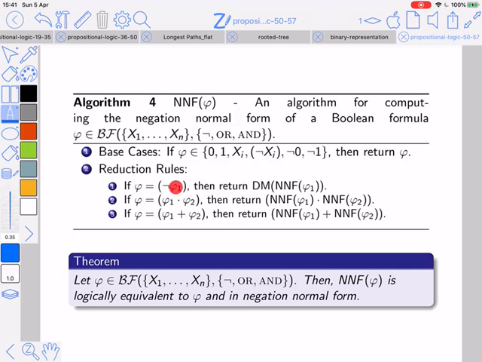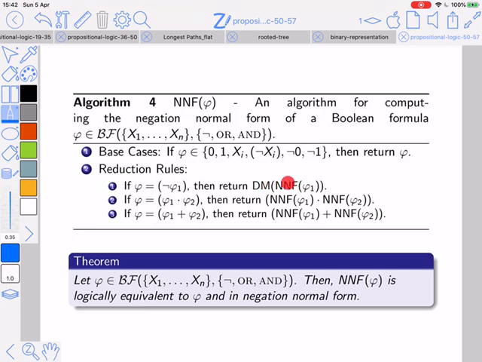Well, first I turn phi 1 into negation normal form, right? This is something I know how to do by the induction hypothesis. Now I apply De Morgan dual to the NNF of phi 1. We have a lemma that tells us that if NNF of phi 1 is in negation normal form, then so is the De Morgan dual of it. So we know that what we get here is indeed in negation normal form.